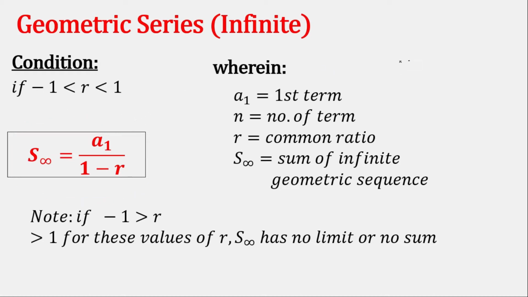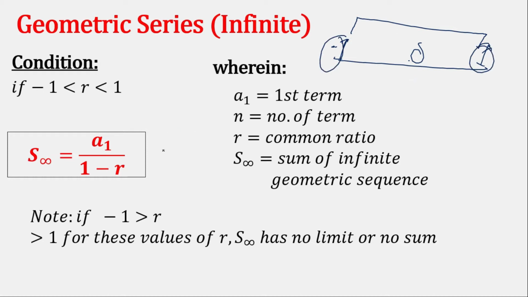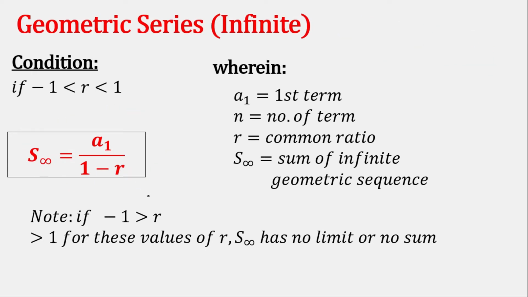If you're going to draw a number line, this will be -1, this will be 0, and this will be 1. The value of your common ratio should be between these, and not exactly -1 and not 1, for us to use this formula. Now, if the value of r is less than -1 or greater than 1, then the geometric series doesn't have a sum, meaning we cannot compute for its sum.